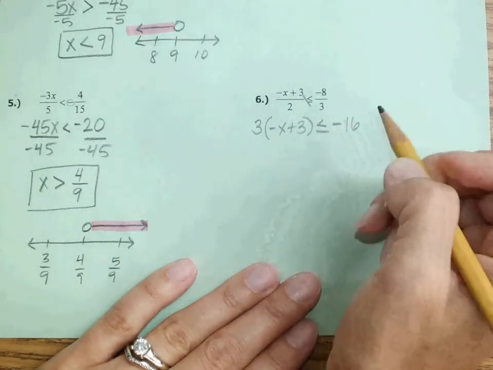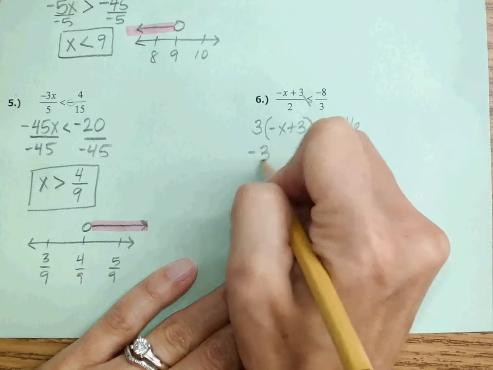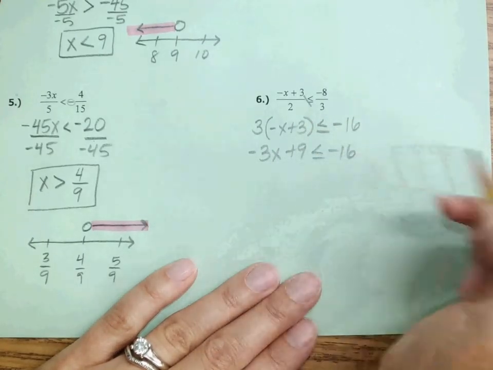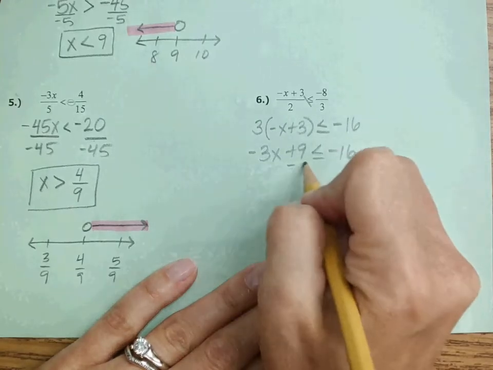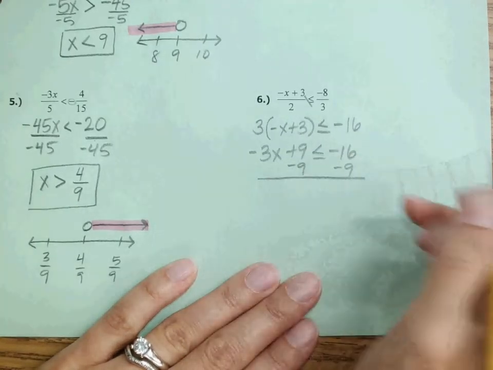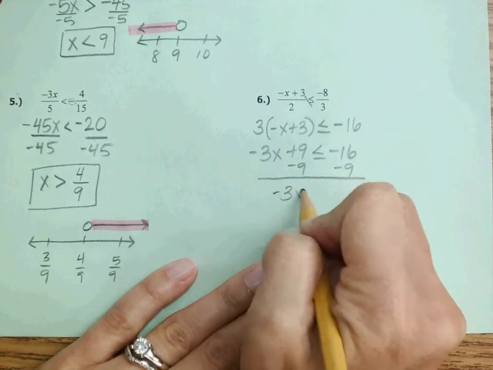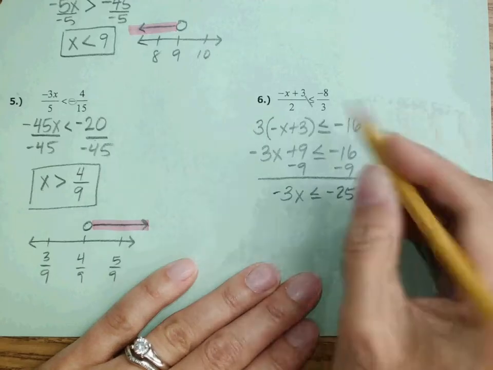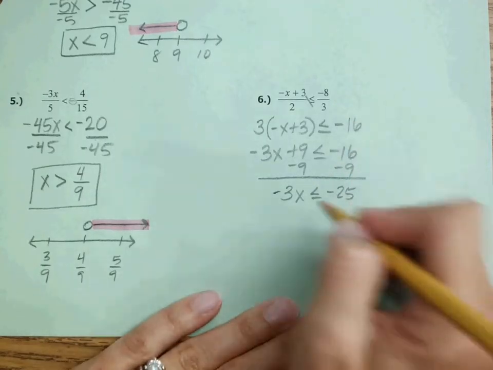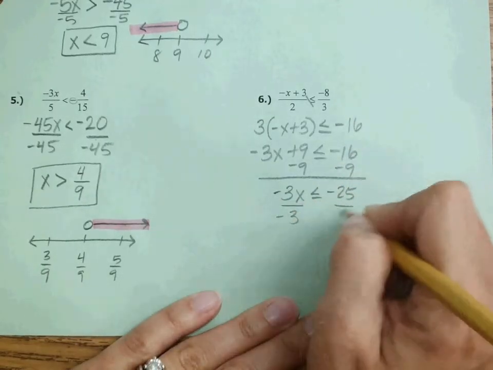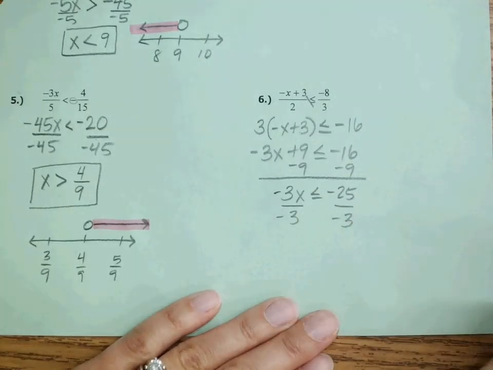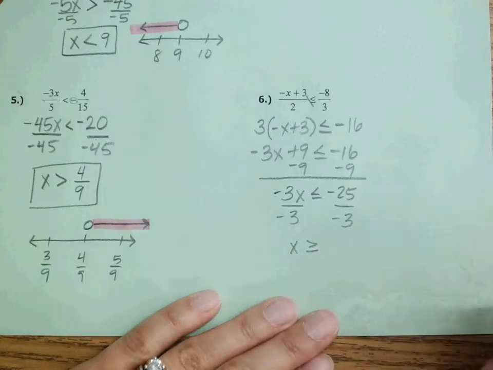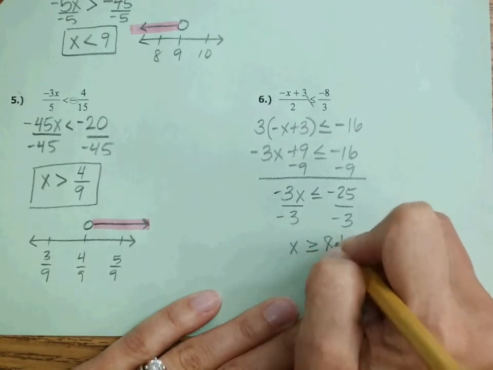Now I have parentheses, so we're going to go ahead and distribute first. So I have negative 3x plus 9 is less than or equal to negative 16. Then I'm going to go ahead and subtract 9 on both sides. And I have negative 3x is less than or equal to negative 25. So I'm just adding everything up and dropping it down. My last step, divide by negative 3. Again, I am dividing by a negative number at my last step. That sign is going to flip. And so I have 8 1/3.